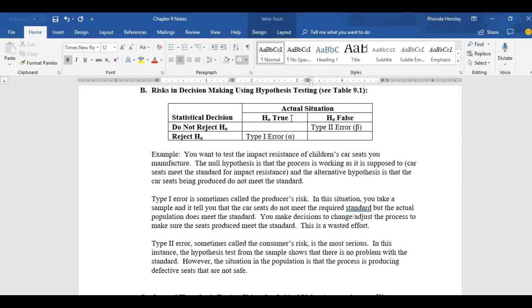And you make adjustments, and then you start your process back up again. So that's kind of how that one works. The type 2 error, to me, is more serious. Sometimes it's called a consumer's risk. Oh, maybe that's a good term, I don't know.